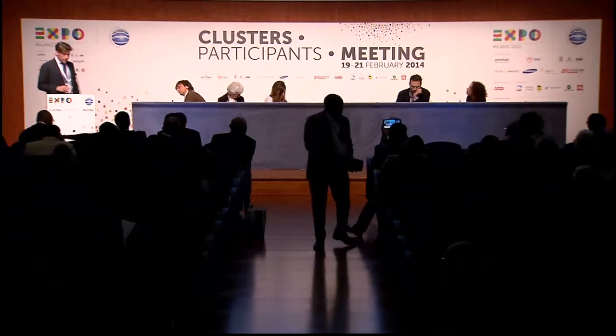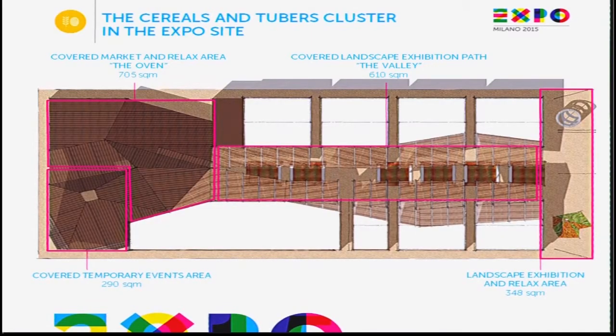And then we arrive in a covered market area that we call the oven, that is about 700 square meters, where there is a stage and a big area for food facilities.